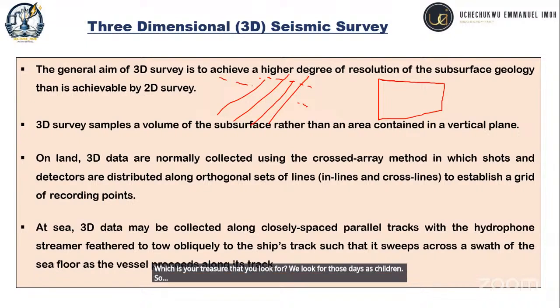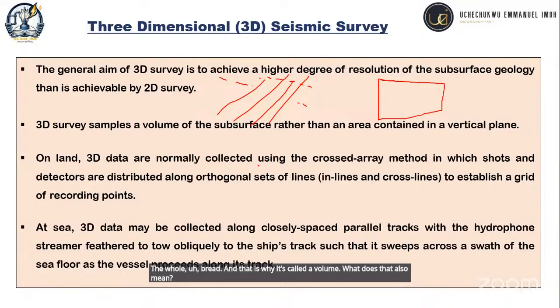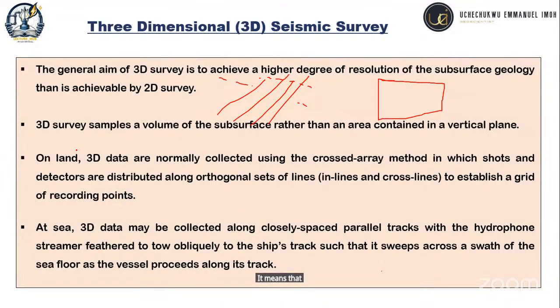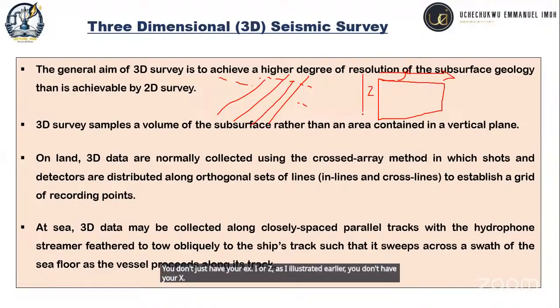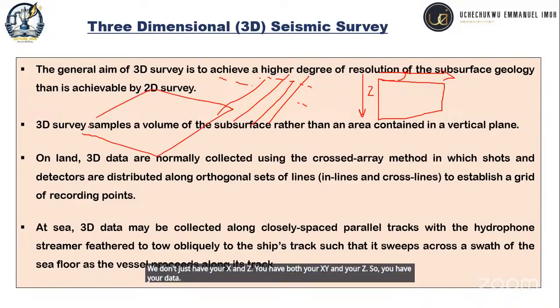So your 3D is like having the whole bread, and that is why it's called a volume. What does that also mean? It means that in your 2D, you don't just have your X and your Z, as I illustrated earlier. You have your X, Y, and your Z. So you have your data as a volume this way.